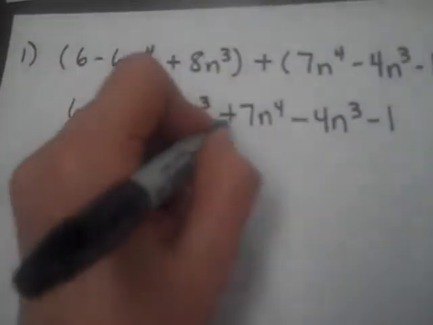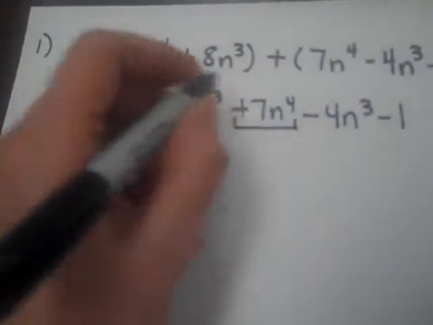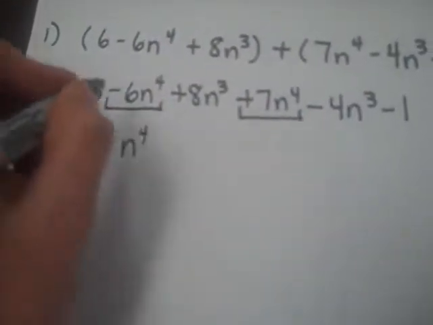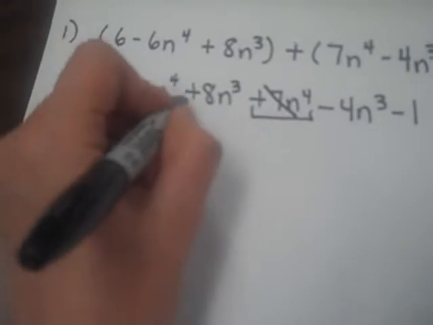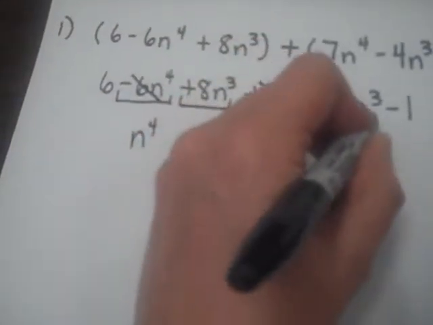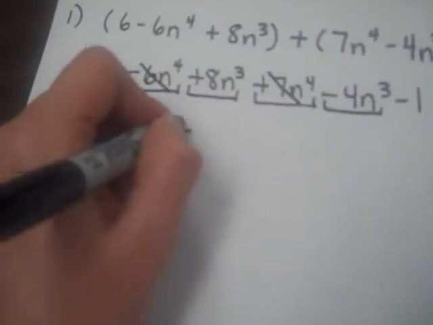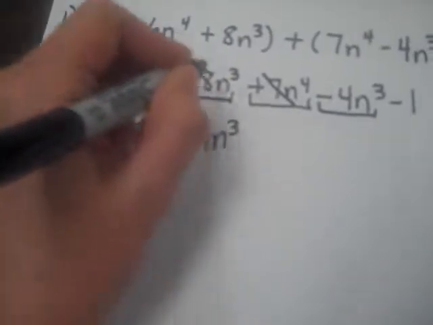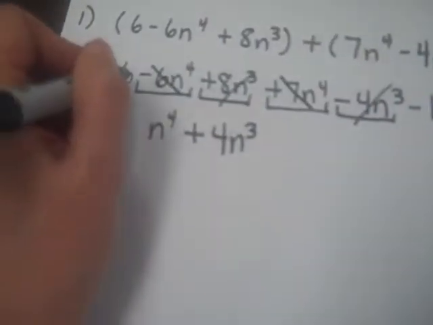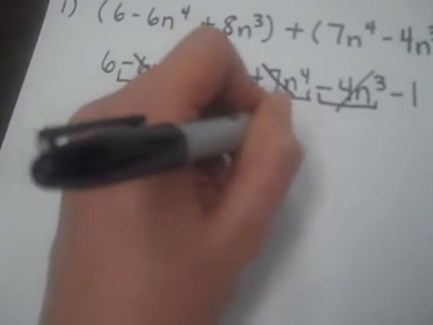My highest term is 4. Negative 6 plus 7 is 1, n to the 4th. My next highest term is 3. I have 8 minus 4 is 4n cubed. And I have 6 minus 1 is 5.